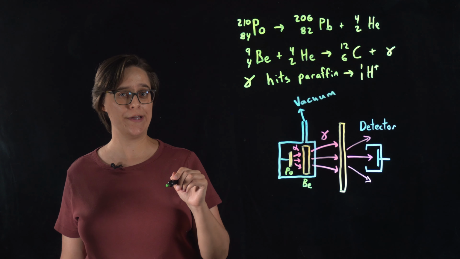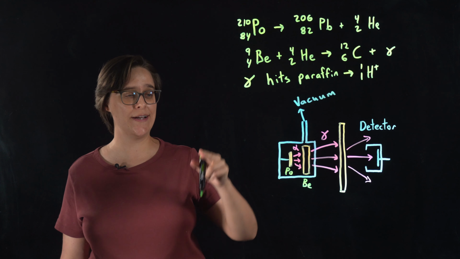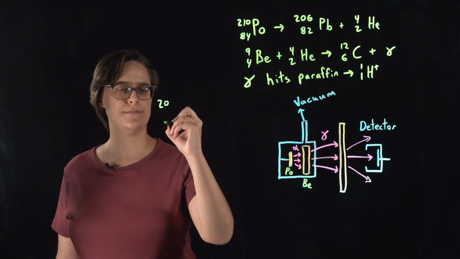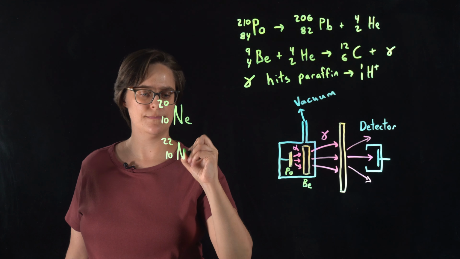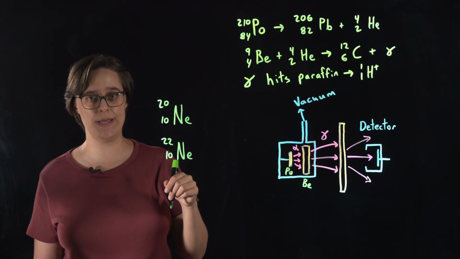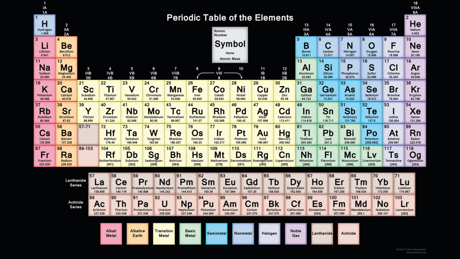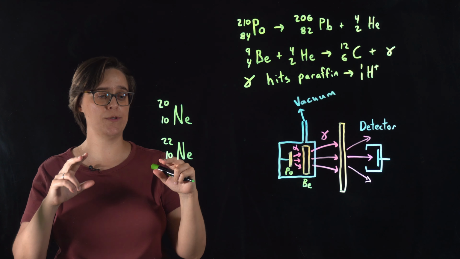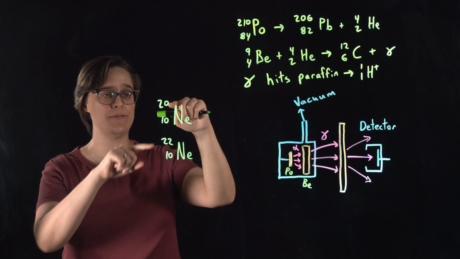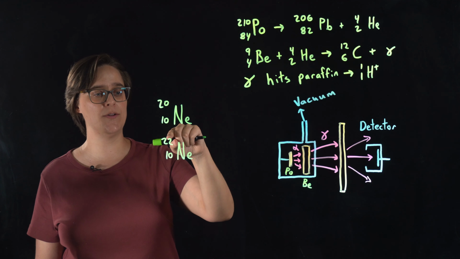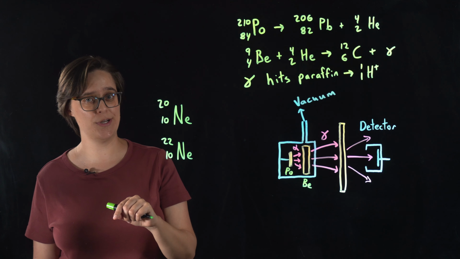Our mystery from earlier about the two different masses of neon is explained by this new subatomic particle. These are the two different isotopes of neon that were being detected. Because they're neon, they each have 10 protons in the nucleus, but the mass number, the total number of protons and neutrons, is different. So neon-20 has 10 neutrons, neon-22 has 12 neutrons.